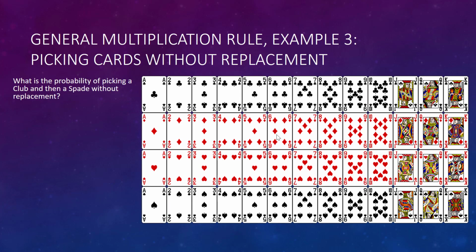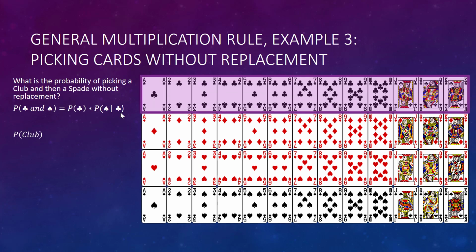Example 3. What is the probability of picking a club and then a spade without replacement? So first we're going to write this in terms of the general multiplication rule. So that says that the probability of picking a club and then a spade is equal to the probability of picking a club times the probability of picking a spade, given that you've already taken a club out of the deck of cards. So to begin with, we have 13 clubs in the deck of cards out of 52. So the probability of picking a club is 13/52, or 1/4. And hopefully you can see by this graphic that a quarter of the cards here are clubs.